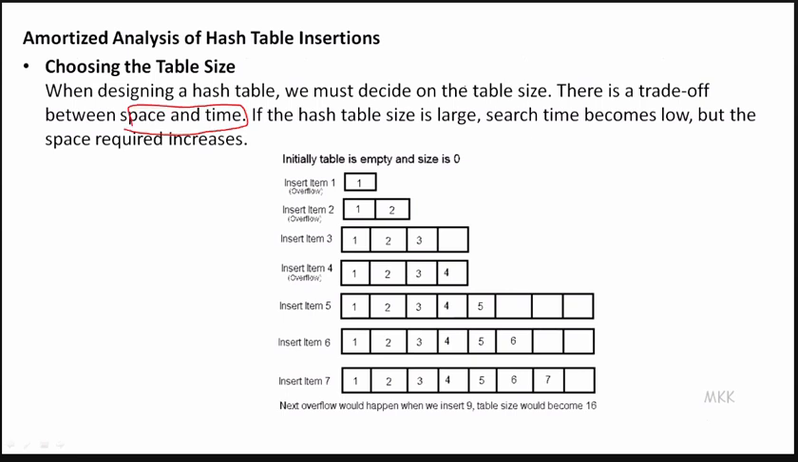If the hash table size is large, search time becomes slow. Why? Because if the table is big, the number of elements inserted will take some time to search wherever our actual value is. But the space required will be increased. Why? Because the more elements we want to store, the more table cells are needed. As we are discussing the dynamic table, whenever we insert one item, it will occupy only one memory space, that is nothing but one cell.